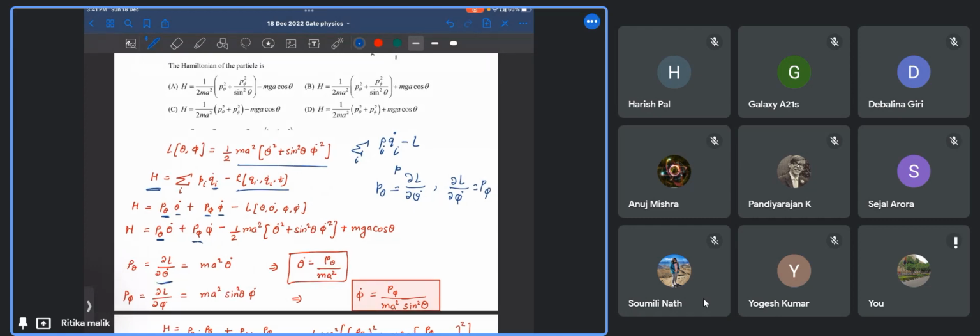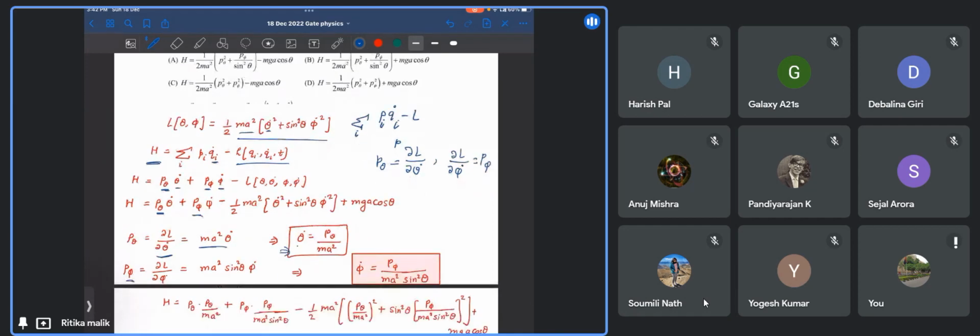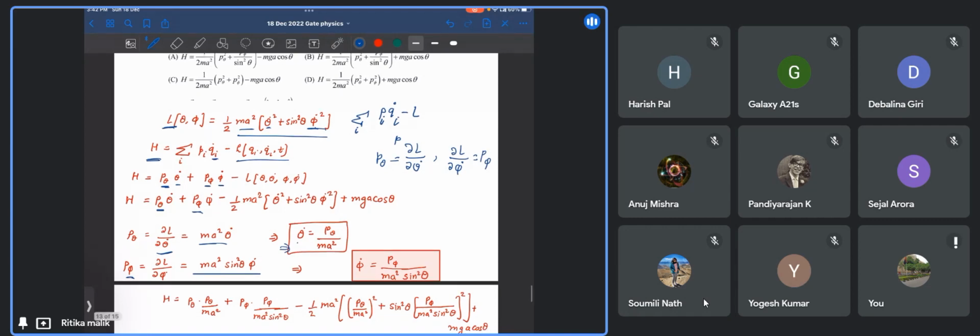Your theta dot has only one dependence, which is m a square theta dot. So from there you calculate the relation between theta dot and p theta. Similarly for p phi, you differentiate your Lagrangian with respect to phi dot. From there you calculate the relation for phi dot.